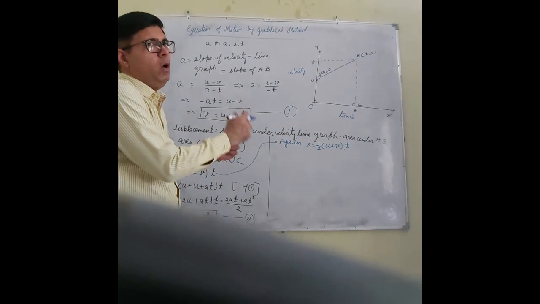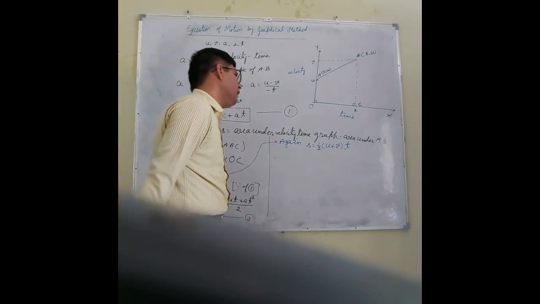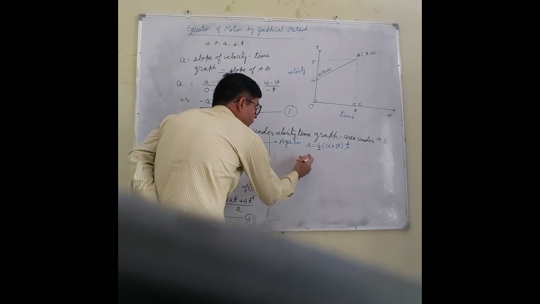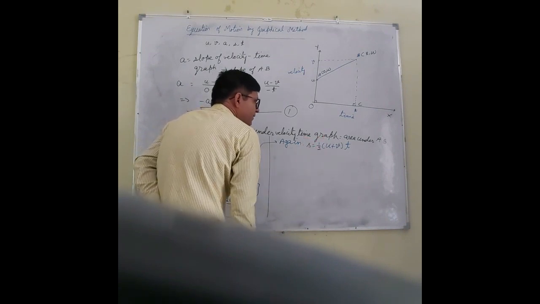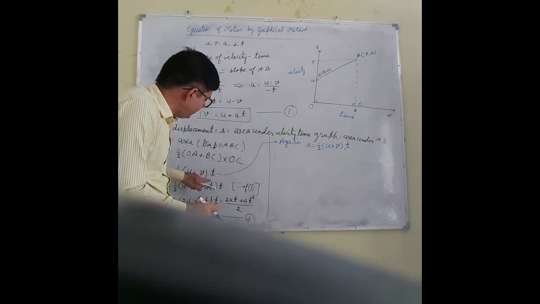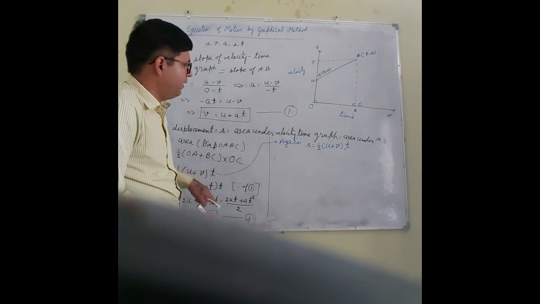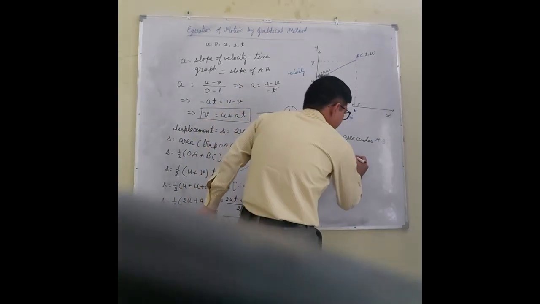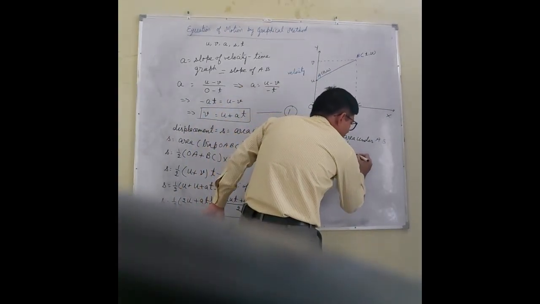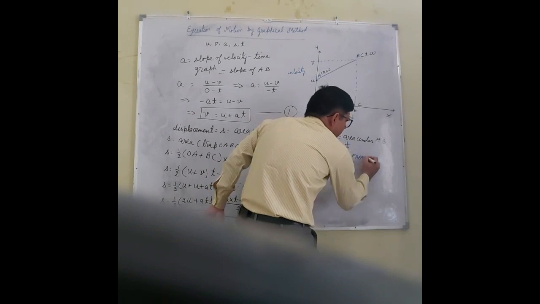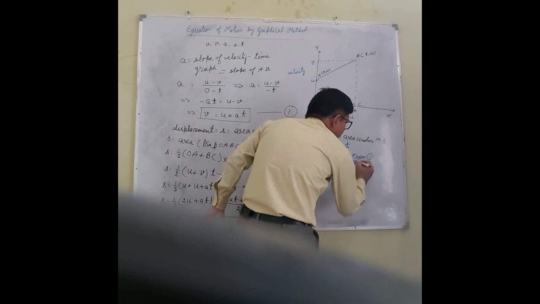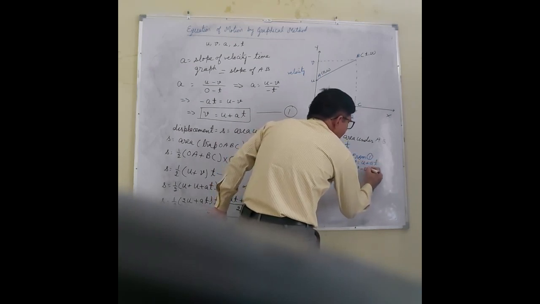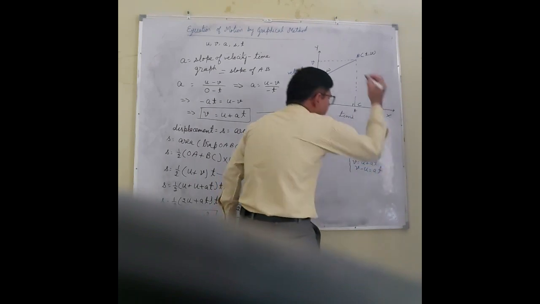I think you know what we have to do right now. So what do we have to do? Can you tell me? Here we substituted the value of V, and here we will substitute the value of T. So let me tell you, from 1, V equals U plus AT, I can write V minus U equals AT.